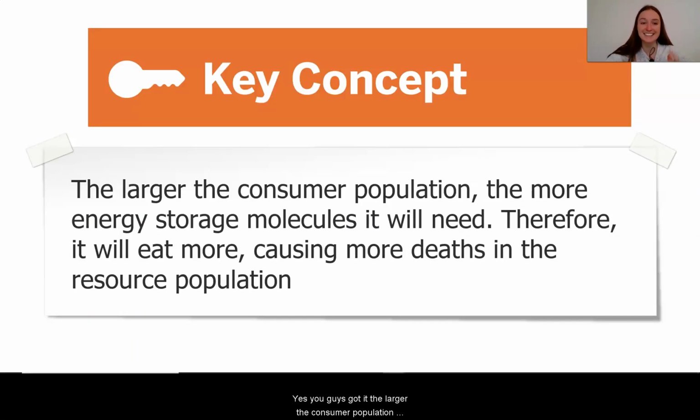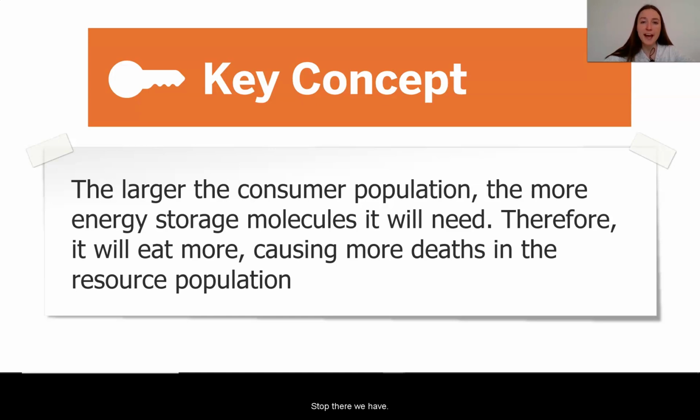Yes, you guys got it. The larger the consumer population, which was our furballs in this case, the more energy storage molecules it needs. Therefore, it will eat more, causing more deaths in the resource population. We saw the opposite happen. The smaller the consumer population, the fewer energy storage molecules it will need. Therefore, overall, that population will eat less and there will be fewer deaths in the resource population.